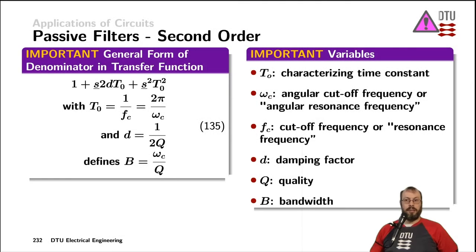Second order passive filters have a very characteristic denominator. That denominator can always be rewritten in this form. There are two characterizing variables in this one. One is the characterizing time constant. As we had tau for the first order filters, it can also be tau in the second order filters.